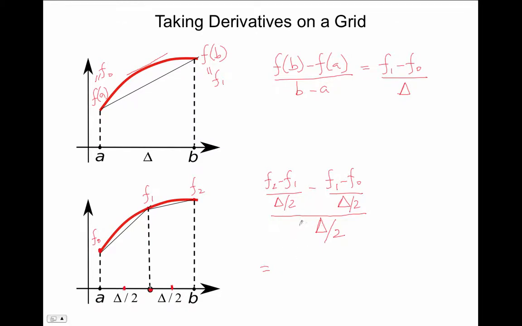So just now let's just divide out. We get f2 minus 2f1 plus f0 divided by delta squared. And this is approximately what you would call the second derivative of f in between a and b. Now, again, this is approximate. We're not saying that this is either at a or at b. It's best to say that it's somewhere in between them.